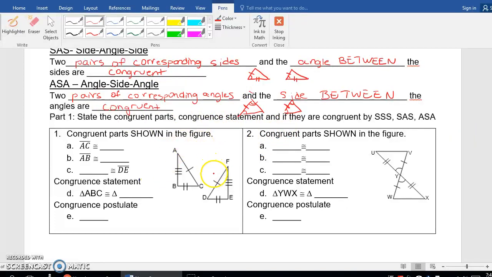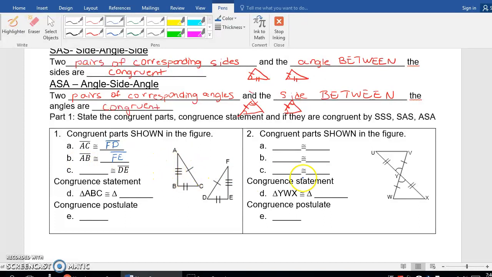And now in this next part, we're going to be stating the congruent parts, the congruent statement like we did yesterday, and if they're congruent by side, side, side, side, angle, side, or angle, side, angle. So number one, let's change to the color. Congruent parts are shown in the figure. Okay, so we're not assuming anything. They're shown for us. So part A says AC is congruent to which side? Well, if you look over here, there's one hash mark, so AC is congruent to segment FD. Part B, AB is going to be congruent to FE.